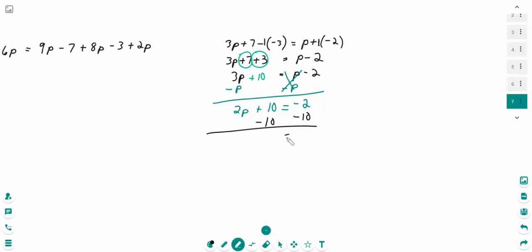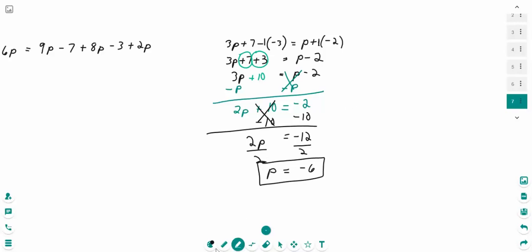And this is going to give us what? 2p. These will cross out. Negative 2 plus a negative 10 would be a negative 12. Now I can divide both sides by 2. P is equal to a negative 6, right? Because the negative divided by a positive is a negative. So P is equal to negative 6.